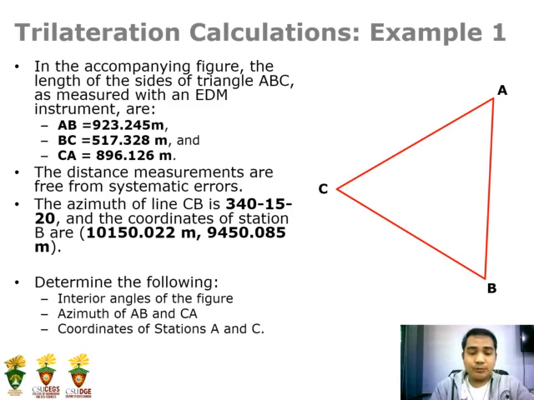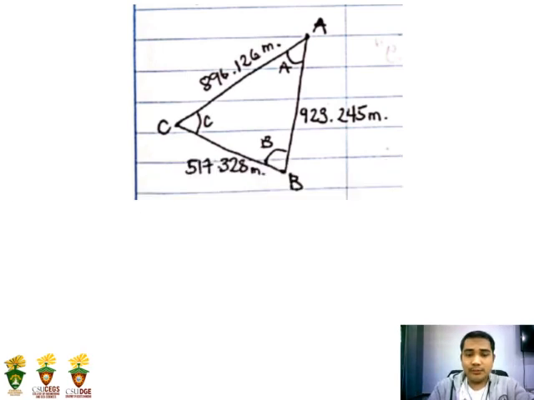And the coordinates of station B are 10,150.022 meters and 9,450.085 meters. We need to determine the following: the interior angles of the figure, the azimuths of AB and CA, and the coordinates of A and C. To solve this, we need to illustrate or draw the figure. So this is the form, ABC, with the labels of the corresponding distances: AC, AB, and CB.